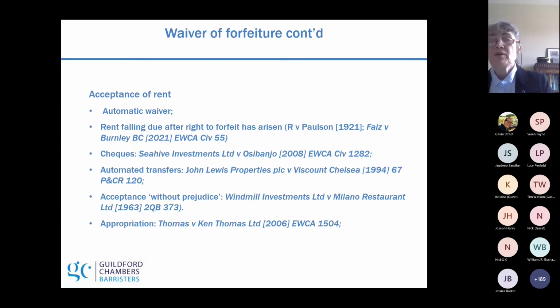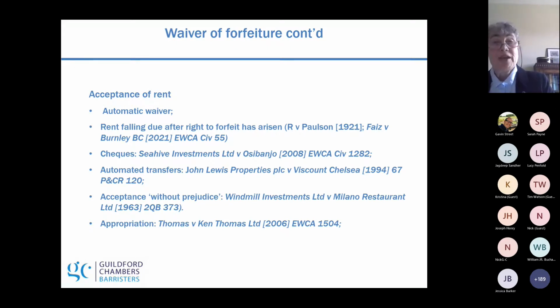Against that general background, I want to home in on waiver related to rent. A distinction is drawn in law between situations where the legal effect is a clear waiver and there's an automatic waiver, and other cases where the court looks at all the circumstances to consider whether the act relied upon has the necessary unequivocal character to be considered a waiver.